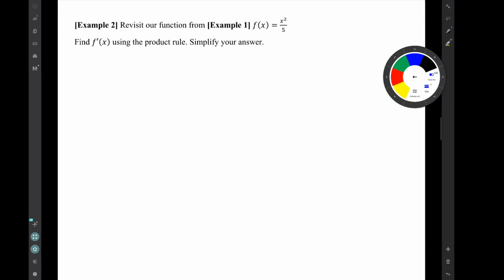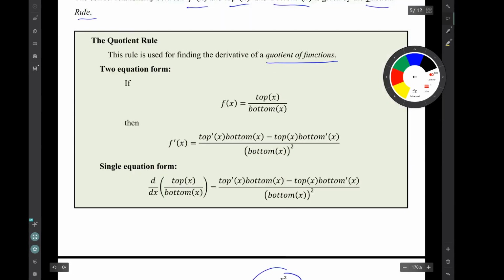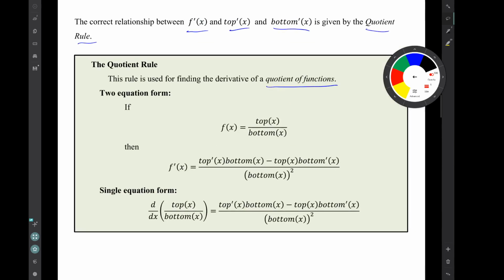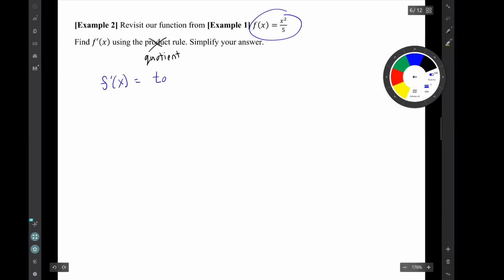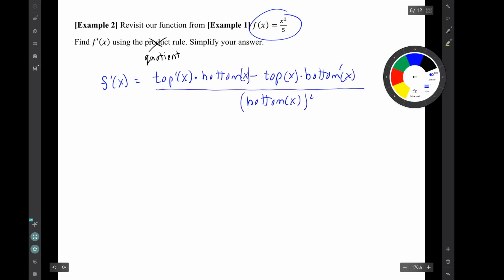So let's revisit our function from example 1, f of x equals x squared over 5, and find the derivative using the quotient rule. There's a typo here. Well, we've got the quotient rule on the previous page. I'm going to copy it down here. So there's our form. So let's apply that form to this problem.